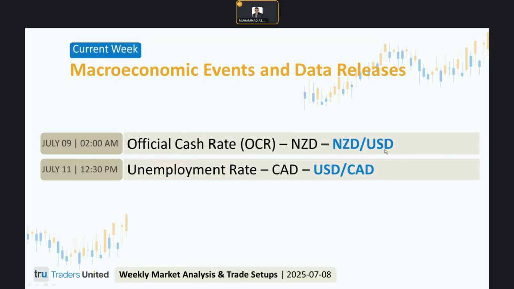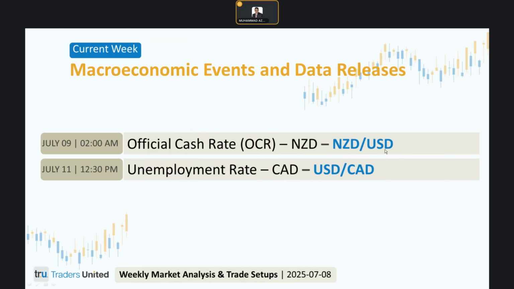Okay, so let us start with the first one. Official cash rate, also known as OCR, related to NZD or New Zealand dollar. Now, what is the official cash rate? The official cash rate or OCR is the benchmark interest rate set by the Reserve Bank of New Zealand to influence short-term borrowing costs and maintain price stability. It is a primary tool for controlling inflation and steering the broader economic outlook.